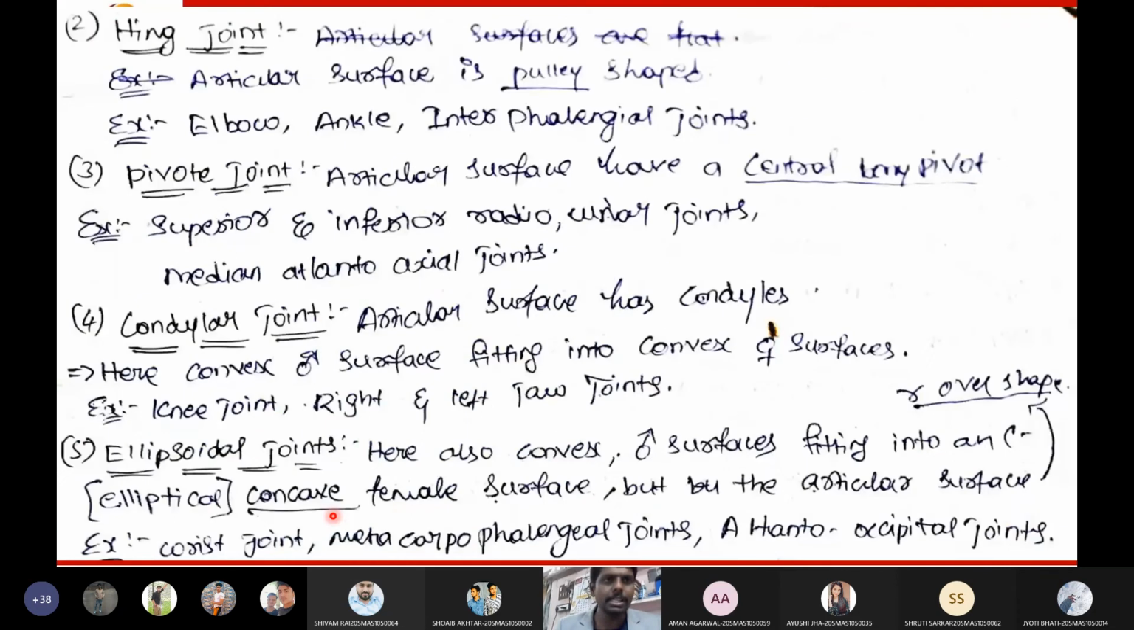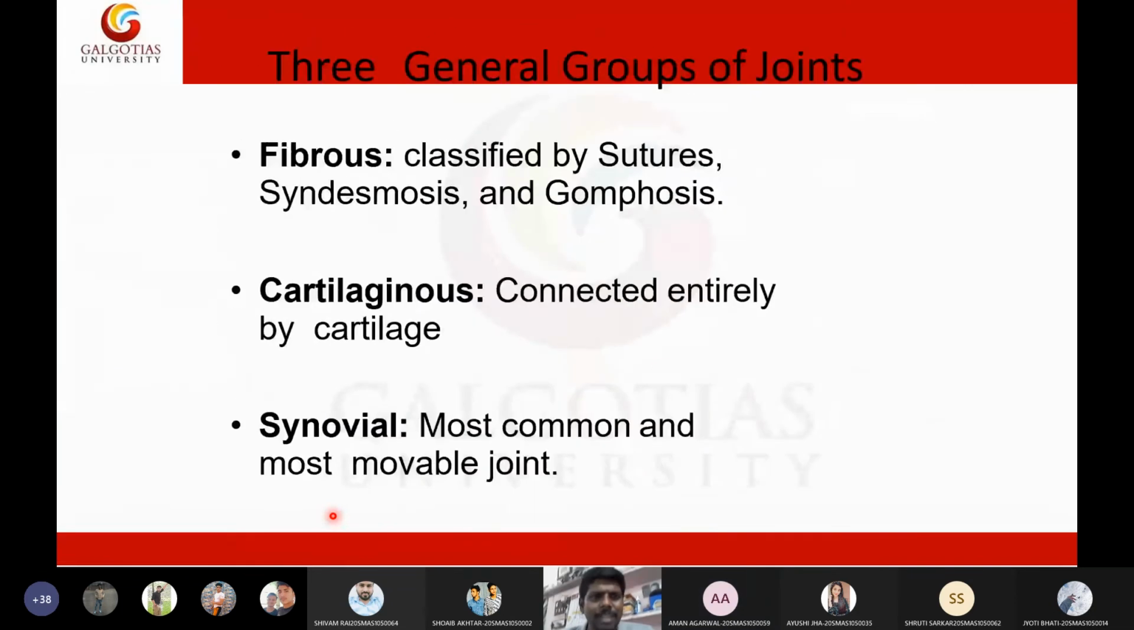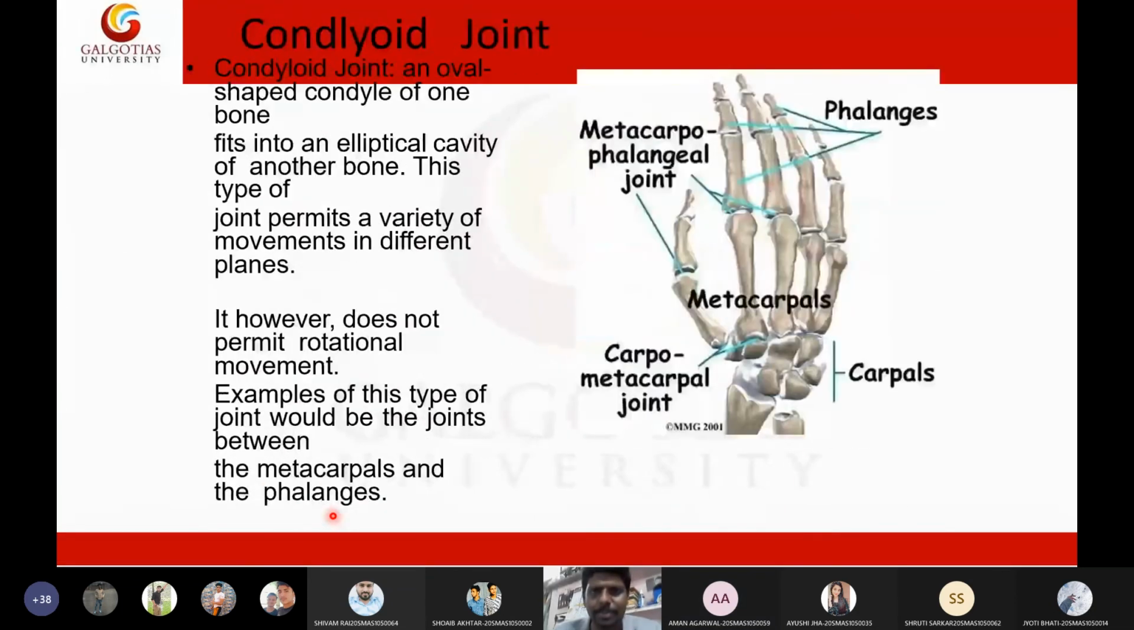Then the second one is hinge joints. As the name suggests, hinge. Can anyone guess the meaning of hinge, students? Hinge means a pulley-like thing. How can I say it to you? I think I can show you one example. I kept it here, students. These are carpal bones. See, these carpal bones are plane joints. So here we will see plane joints.